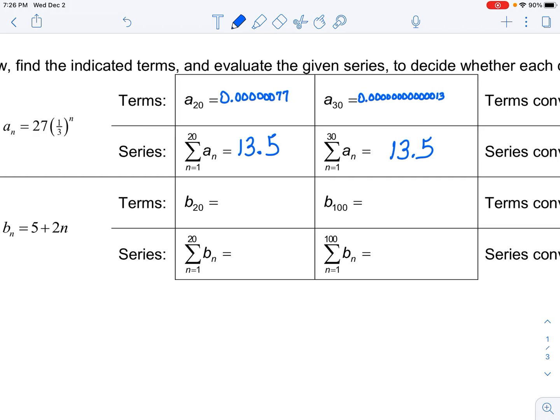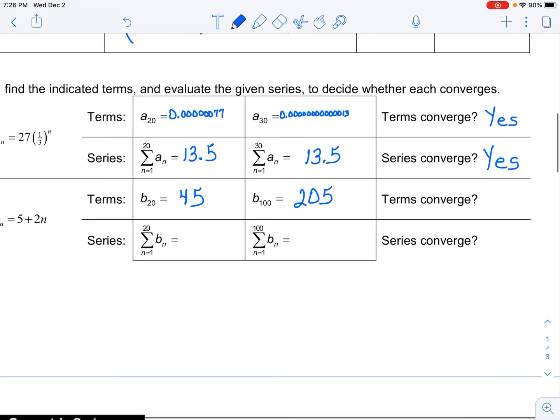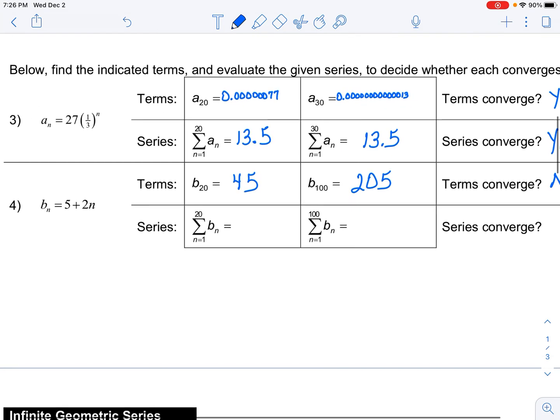Okay. Number 4 is b sub n equals 5 plus 2n. So if n is 20, I'm going to have 5 plus 2 times 20, which is 45. If I let n be 100, I'm going to have 5 plus 2 times 100, and I get 205. These numbers are nowhere close to each other, so they're not getting closer and closer to the same number. So do the terms converge? That would be a no.